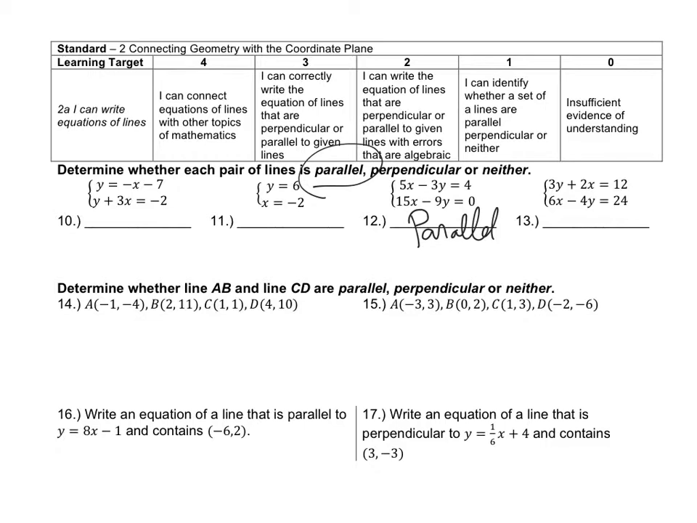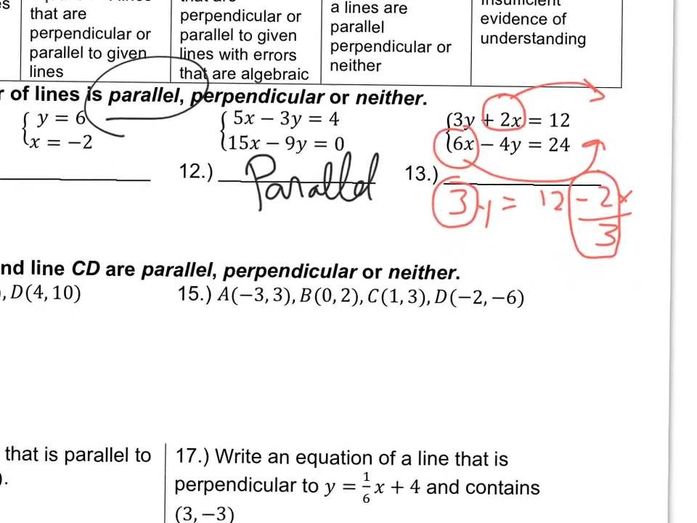Number 13 is just like this one. We want to move the x piece to the other side, and in the first one, once that move happens, let's actually write the first part, 3y equals 12 minus 2x, and of course we're going to divide by this 3 to get y by itself. So it looks like my slope for the first one is negative 2/3. See if I can focus in on this a little better here.